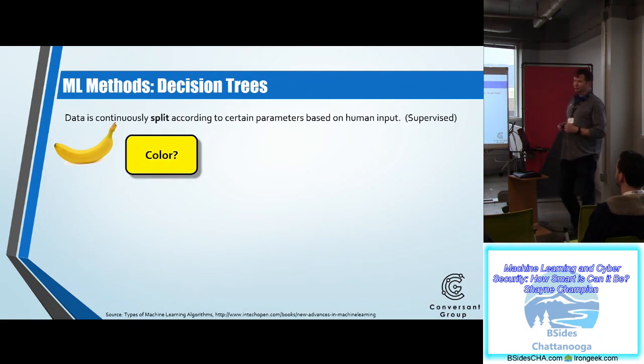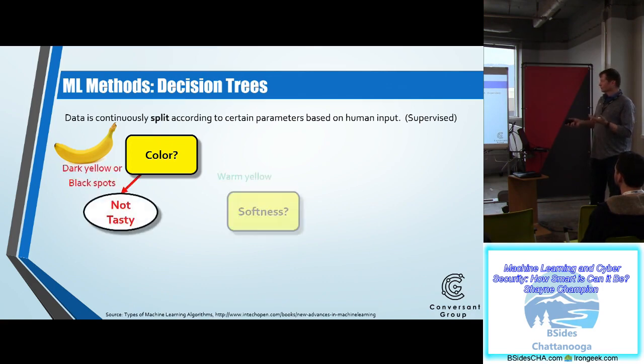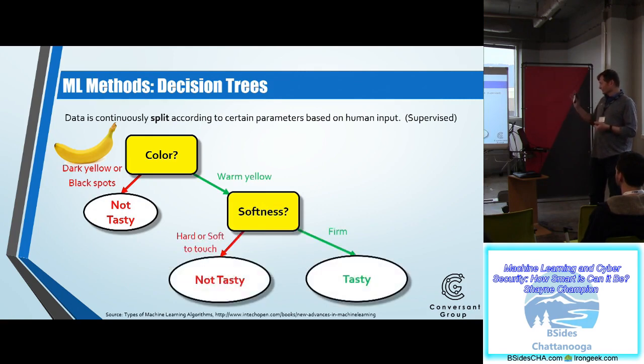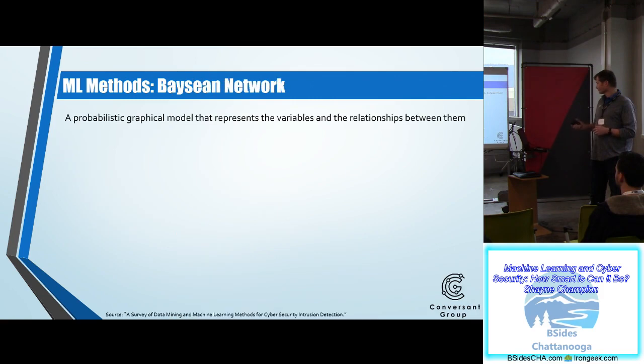Then another one is decision trees, okay? All you're doing is you have humans inputting what the rules are, and then the computer uses that to filter out. So, for example, if you want to eat a banana, you can look at the color, okay? If it's dark yellow, has black spots, I'm not really interested. But then, even if it doesn't have those, is it too soft or firm? If it's fine, I'm going to eat it. Decision trees are just complicated levels of that.